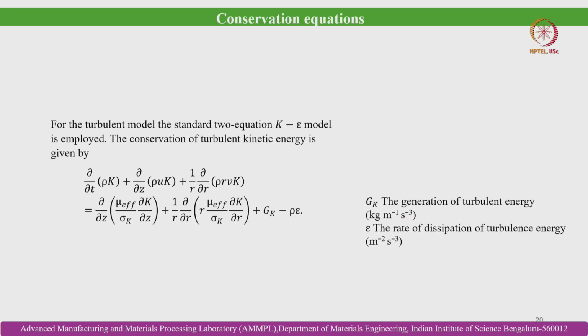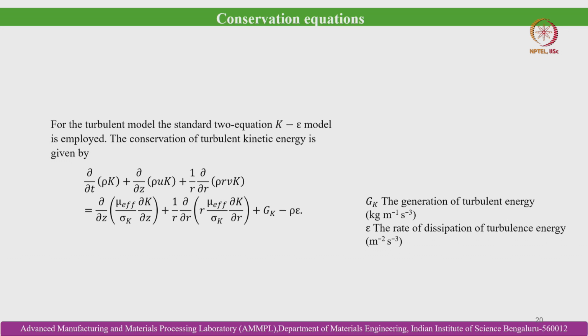So, for the turbulent model, this typical example is about tungsten inert gas welding, a fusion welding process using a non consumable electrode. There you can see the melt pool turbulence can very well generate. So, for the turbulent model, the standard 2 equation K epsilon model is employed.